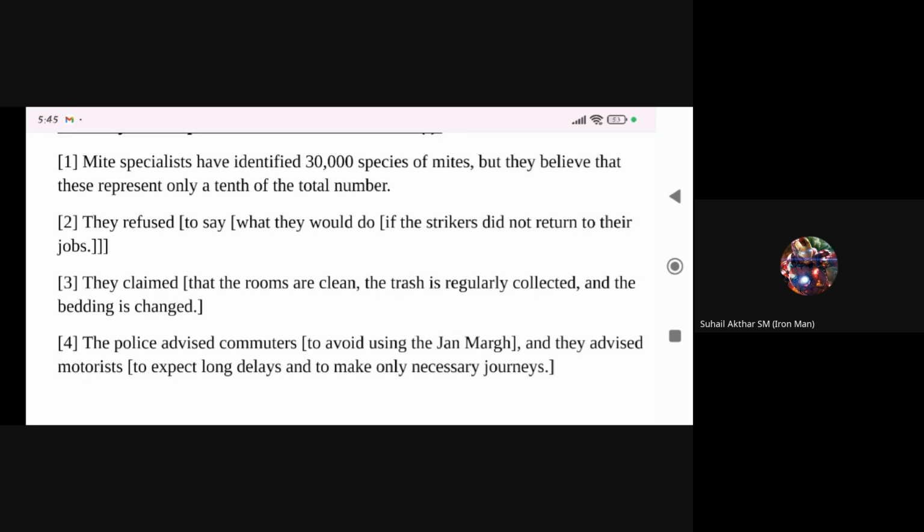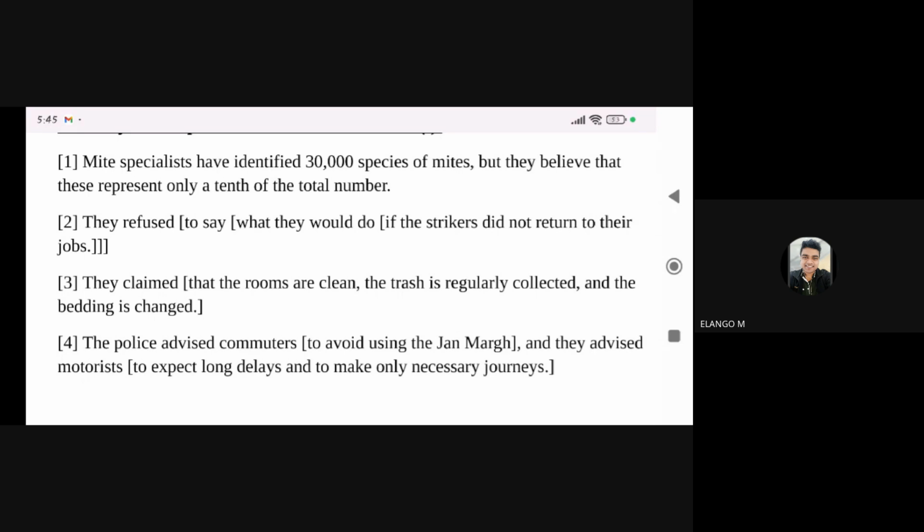What they would do if the strikers did not return to their jobs. What they would do is the first one. Right, if the strikers did not return, second one. So you are right in taking out the subordinates, but you need to be more specific, right? So they refused to say what they would do if the strikers did not return, and so on and so forth, is your independent clause.